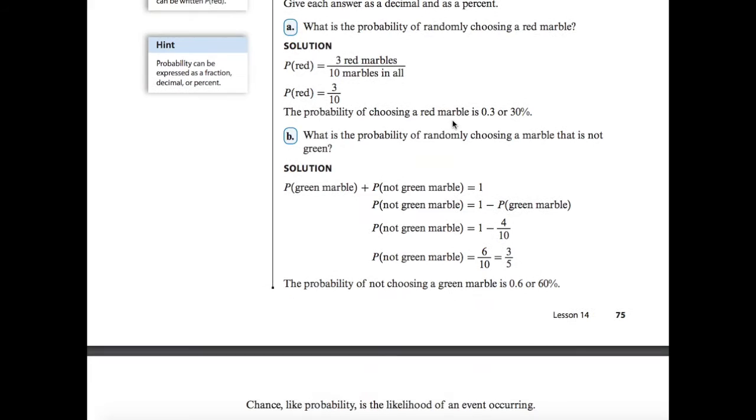Here's how they kind of show that in terms of how you'd write it out. The probability of green plus the probability of not green would equal 1. And then they change that around to be a subtraction problem. The probability of not being green would be 1 minus that probability. 1 minus 4 out of 10 is 6 out of 10. If you reduce that, it's 3/5 or 60%.